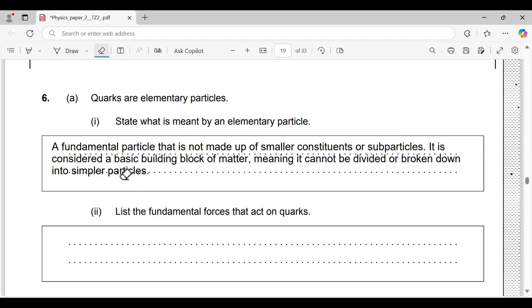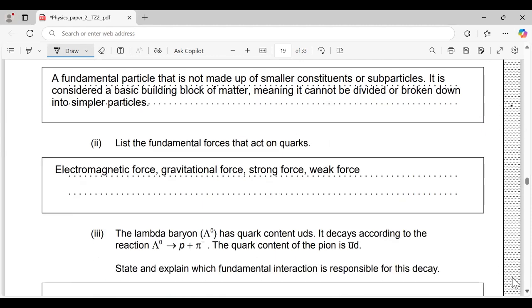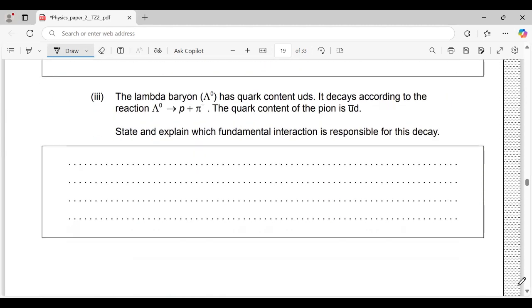Next, list the fundamental forces that act on quarks. There are four: electromagnetic force, gravitational force, strong force, and weak force. Next, the lambda baryon has quark content UDS. U is up quark, D is down quark, and S is strange quark.